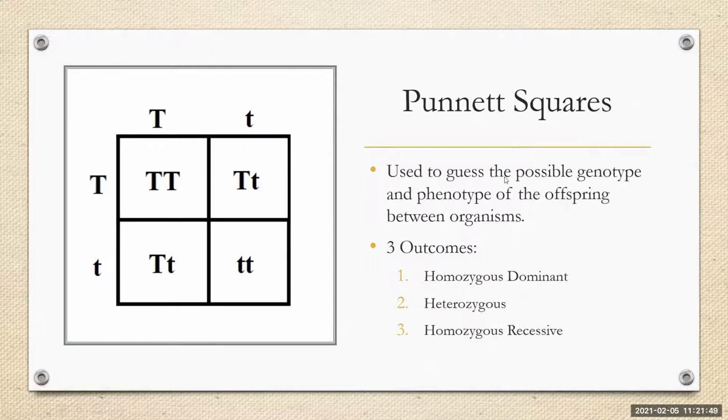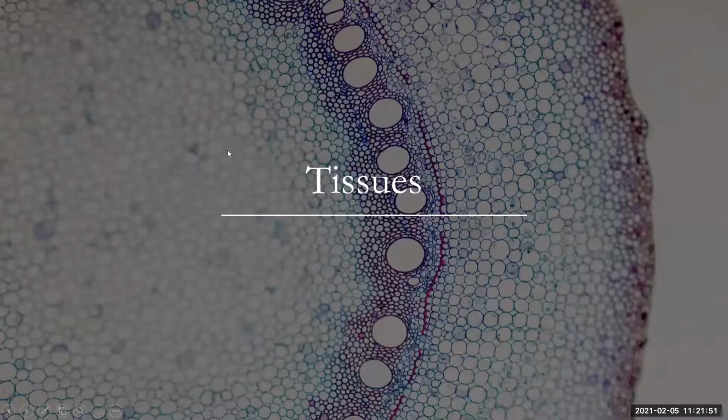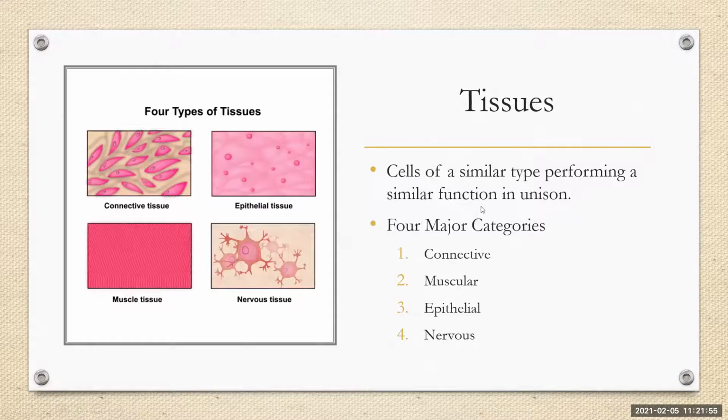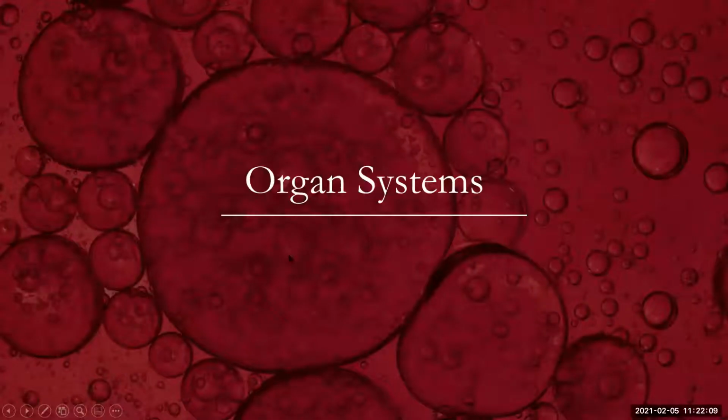So moving on, now we have tissues. Tissues are cells performing a similar function all in unison. And the four major types that you know are going to be connective, epithelial, muscle, and nervous tissue. Okay? Because now when tissues combine, they form organs, and then those organs combine with different organs to form organ systems. So this is actually going to cover some of the major organ systems that are in the human body.